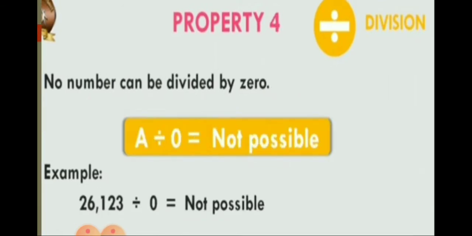Property 4. No number can be divided by 0. A divided by 0 is not possible. You can see here 26,123 when you divide by 0, that is not possible because 0 with any multiple will come as 0 only. 0 goes into any number, the answer will be only 0 and so it cannot divide 26,123.